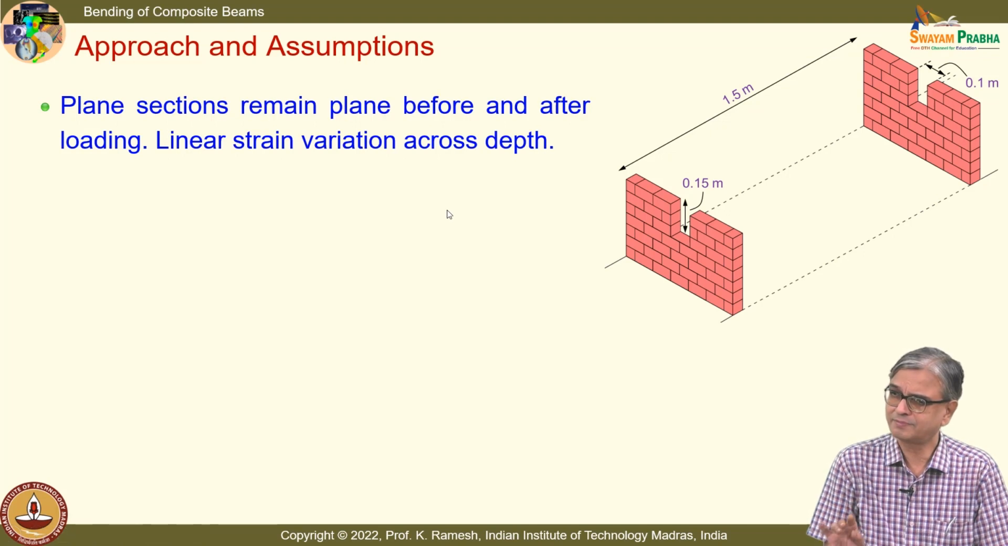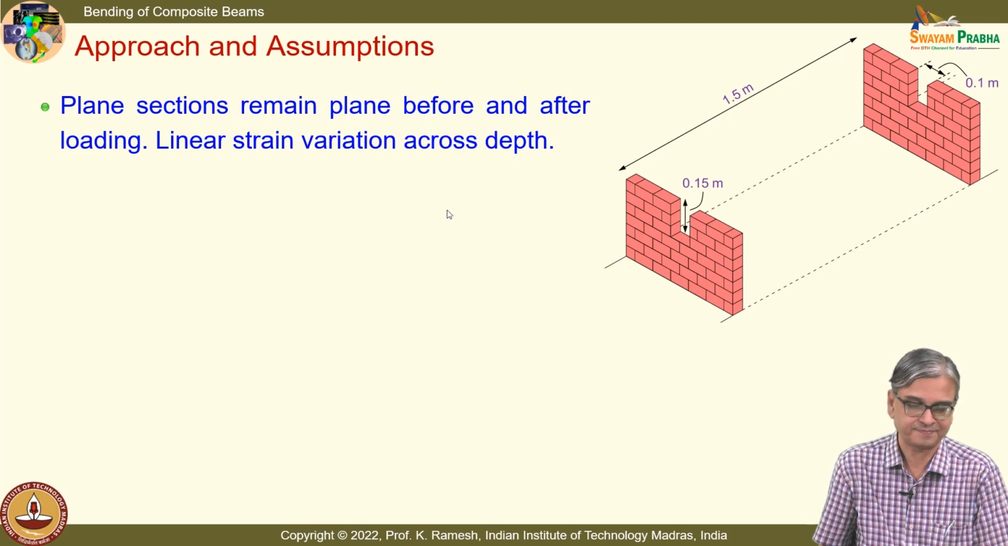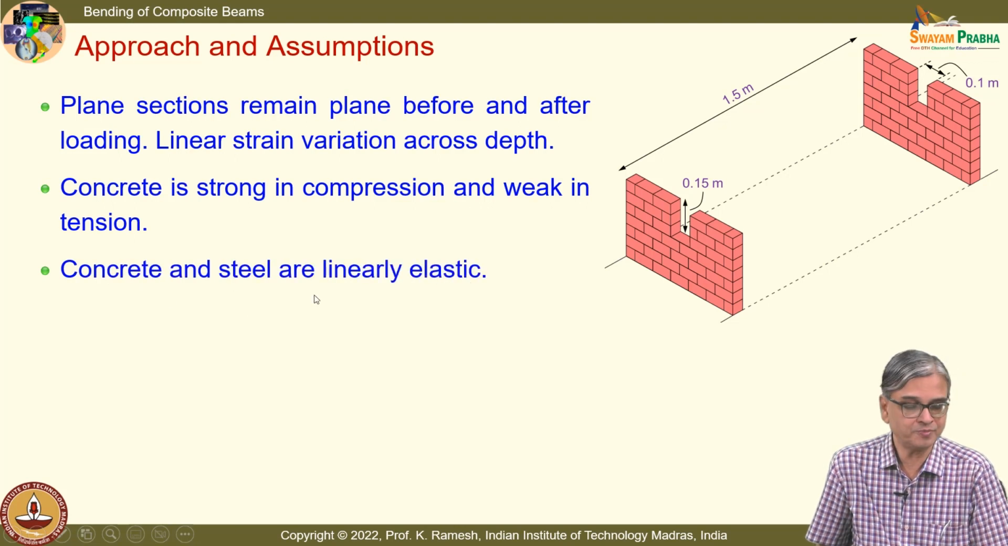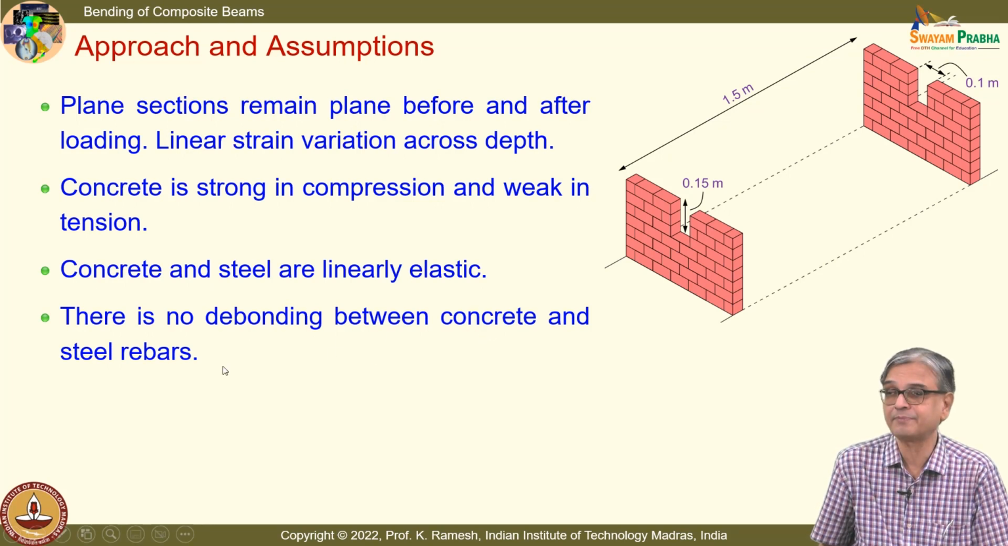reasonably good, but understand that you are doing an engineering analysis. See, this is what you have to appreciate. We are not doing an exact mathematical analysis, but an engineering analysis. Concrete is strong in compression and weak in tension, so that is why you need reinforcement. And we also assume that concrete and steel are linearly elastic. And a very important statement, there is no debonding between concrete and steel rebars.